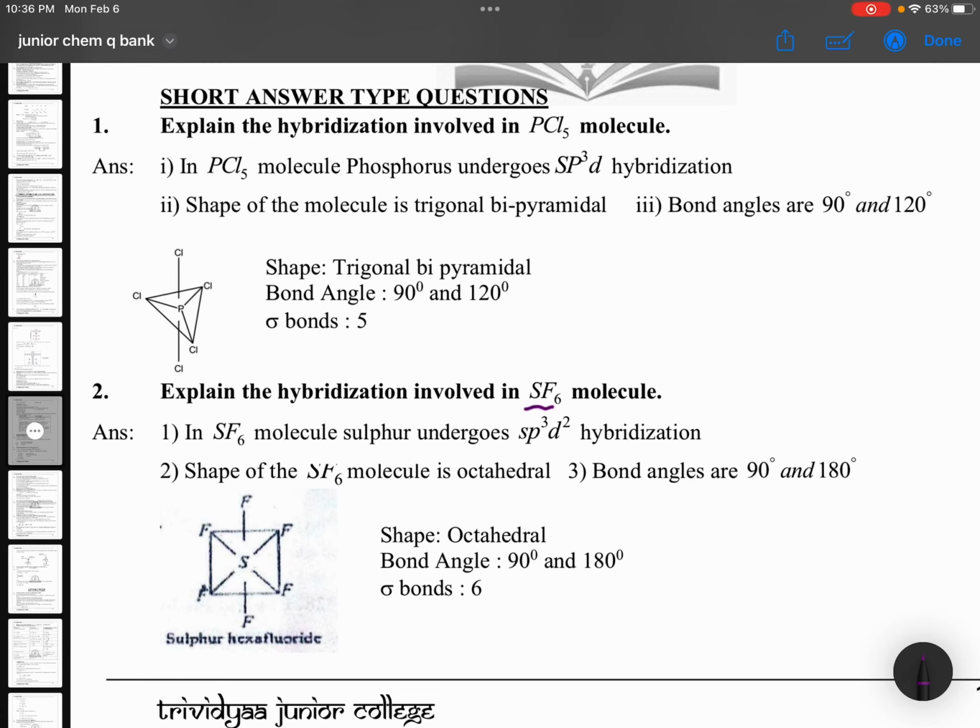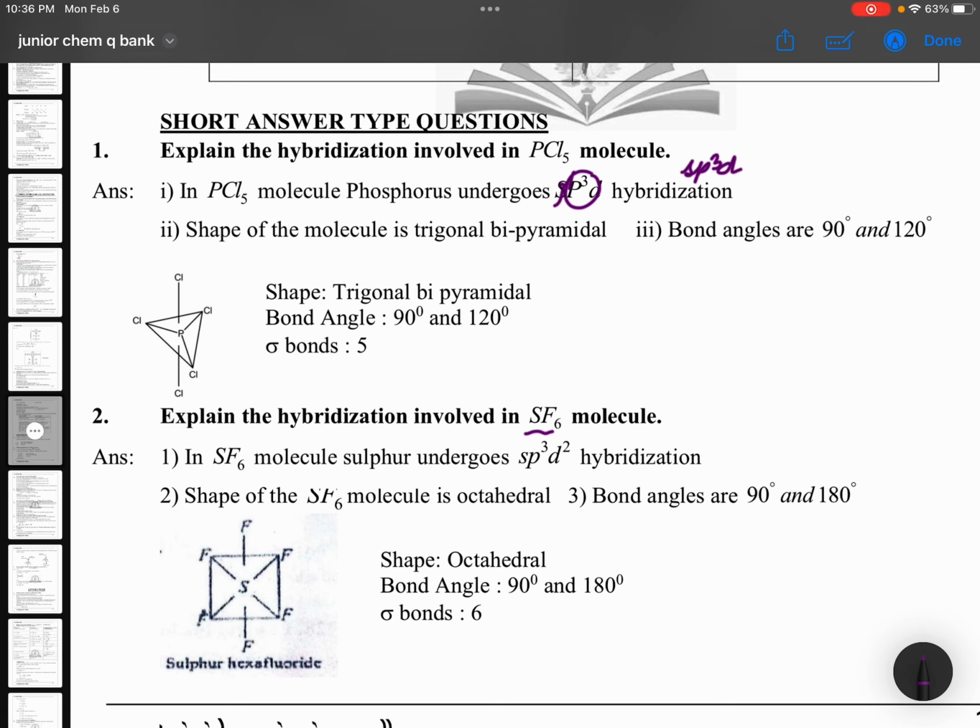In PCl5 molecule, phosphorus undergoes sp3d hybridization. You make these terms as small letters, sp3d. Shape of the molecule is trigonal bipyramidal. Bond angles are 90 degrees and 120 degrees.